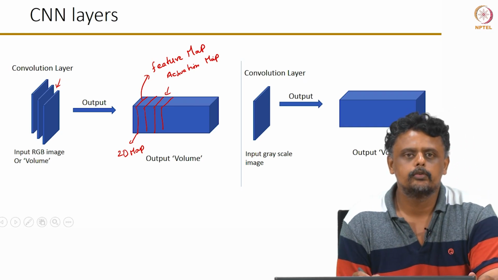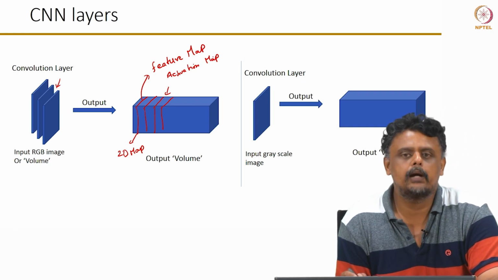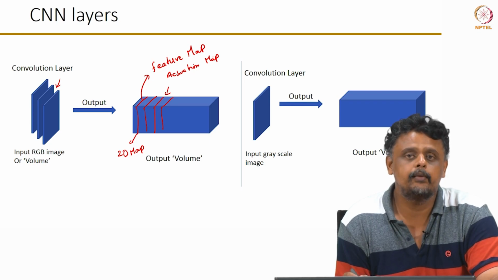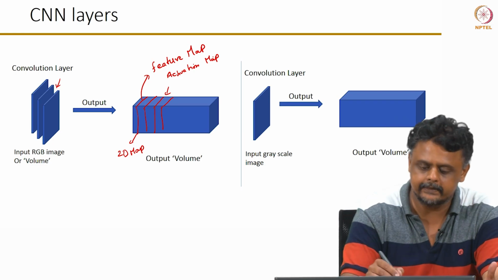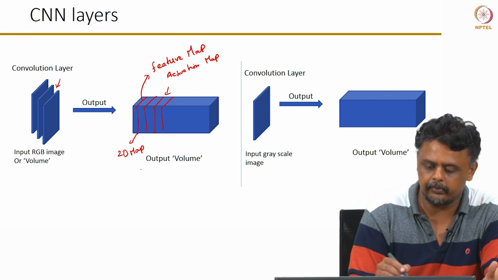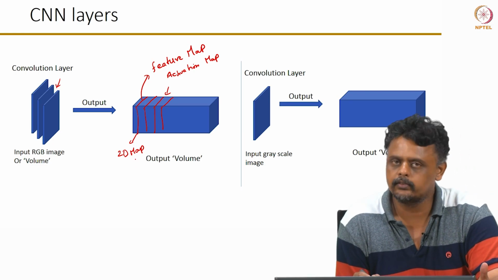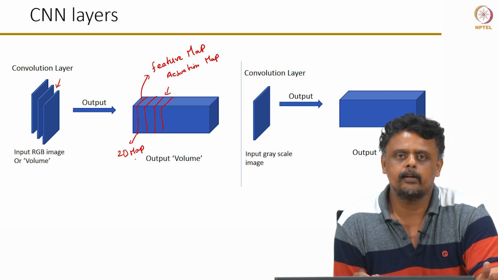Okay. So, the number of output feature maps or the activation maps is entirely within our control. We will see how that can be defined. And the size of the 2D map, the nx, ny coordinates of the 2D map, again is determined by the operations we perform.